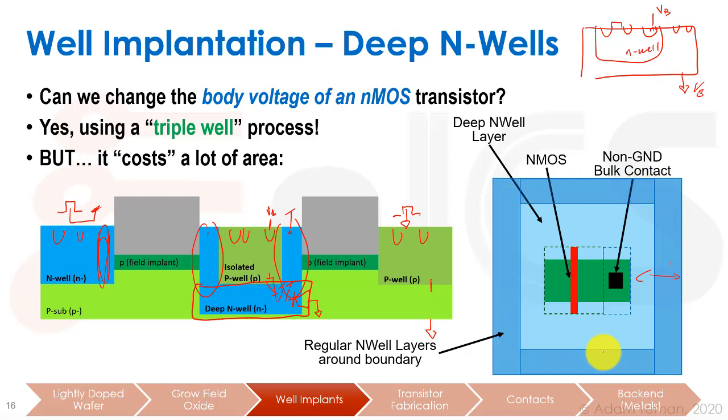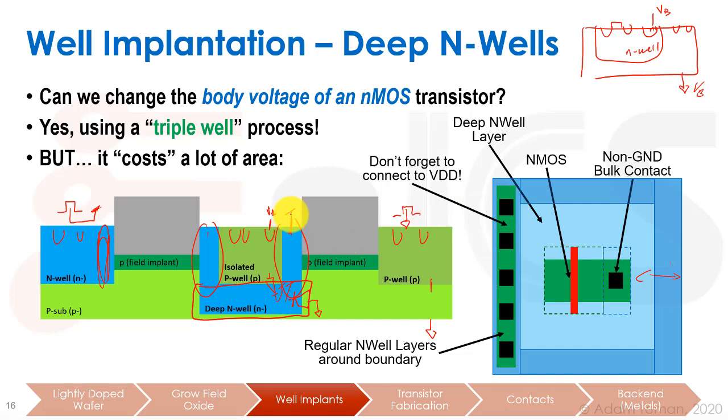Now, what's our last thing we have to do? As we said before, we have to make sure that this thing is connected to VDD. So we put our N plus contacts and we connect it to VDD. That's this guy over here. So now we're going to have this deep N-well around. That's the light blue layer. The N-well is the darker blue layer, and the masking tool will understand that it has to put an isolated P-well in the middle.